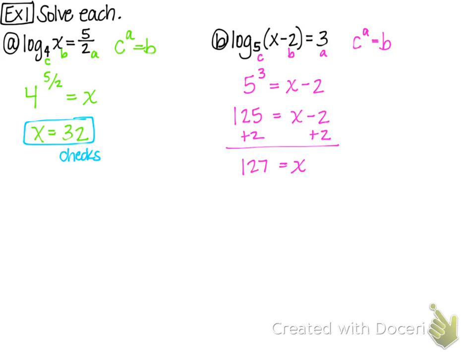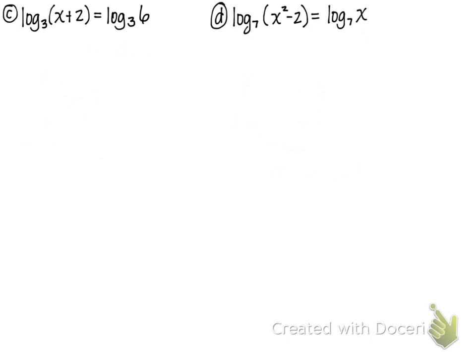So, lastly, let's check it. If we were to plug in 127 right here, we'd have 127 minus 2, which is 125. And we can take the log of 125 because it is positive. So we're going to say, boom, here's our answer, and it checks. Okay, so let's move on.